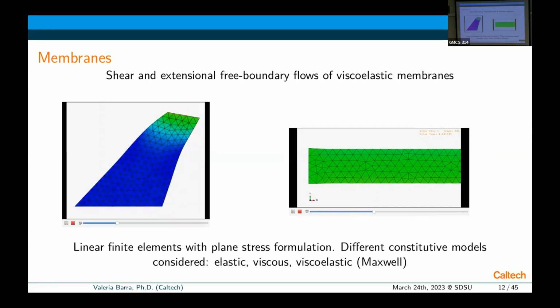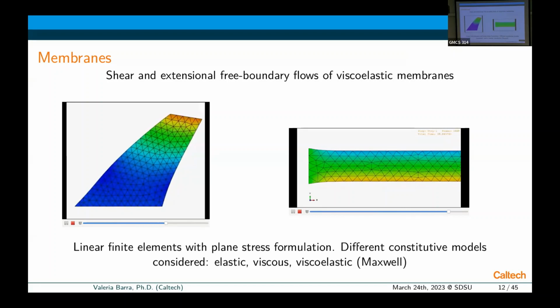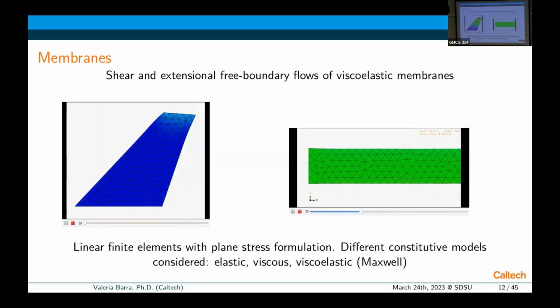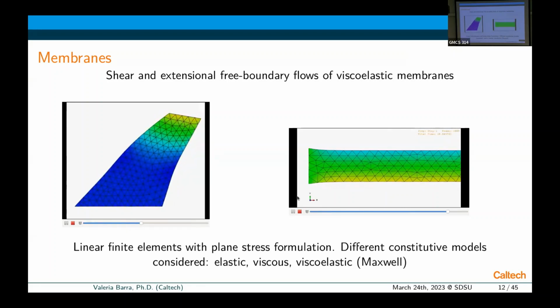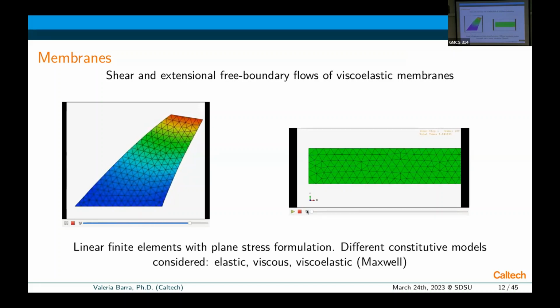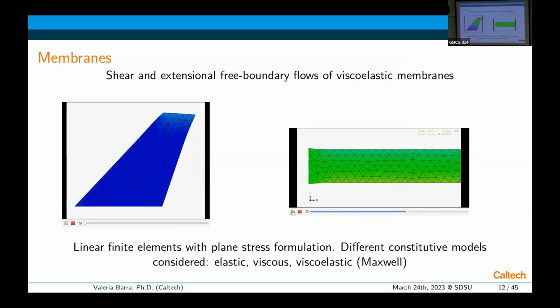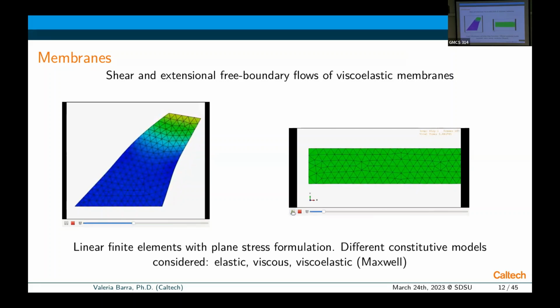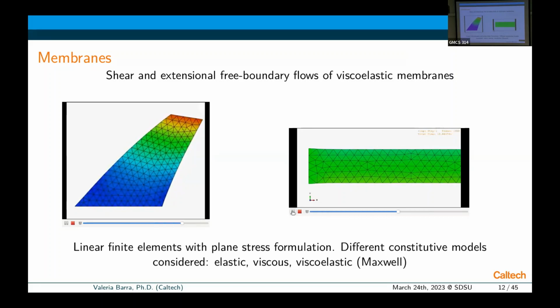We analyzed different types of free boundary flows. For instance, the shear flow on the left and extensional flow on the right. This also has industrial applications. For instance, the one on the right, the extensional, is the drawing or redrawing processes with which people manufacture fiber optic materials.